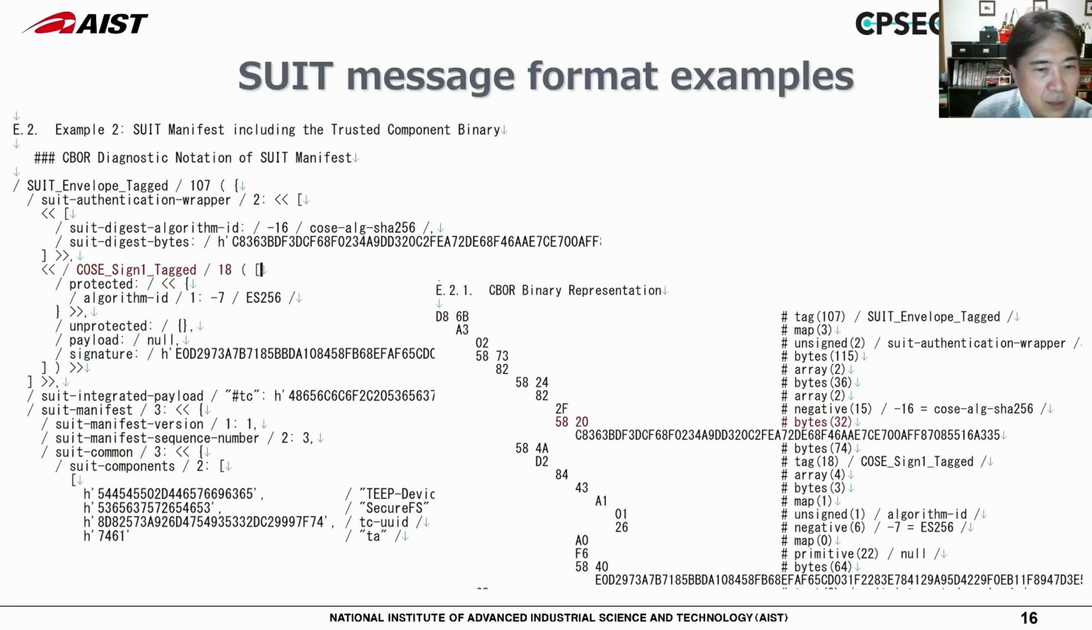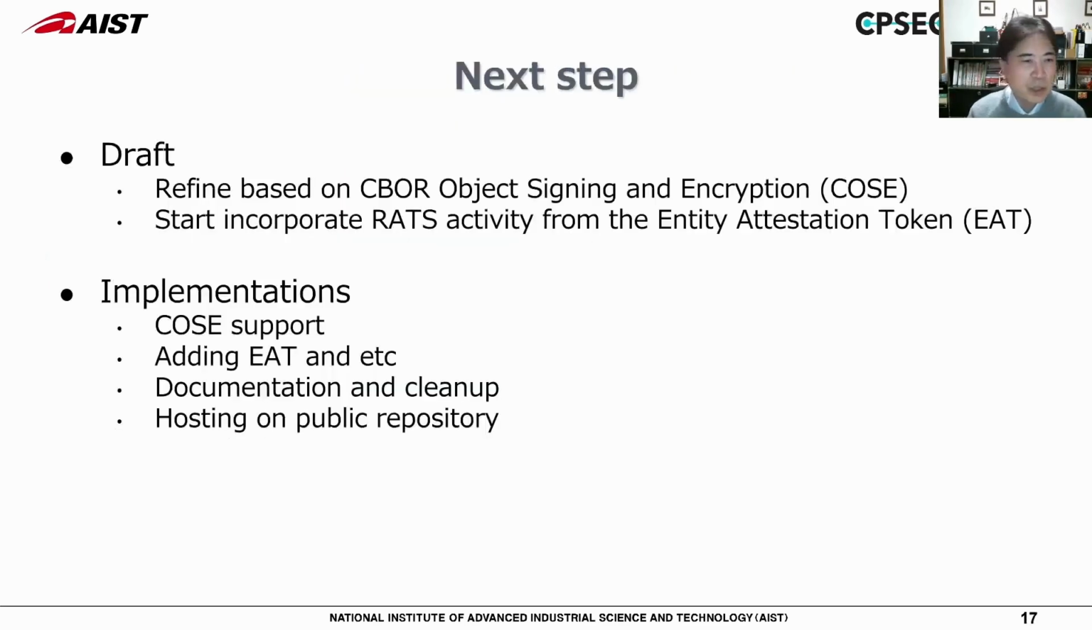So the TEEP device needs to know what kind of algorithm is going to be used for creating the SUIT manifest. The SUIT digest algorithm ID is SHA-256, and the signature is using algorithm ID -7. It's ES256, used to verify the signature, and the payload is coming below. These are all the current status.